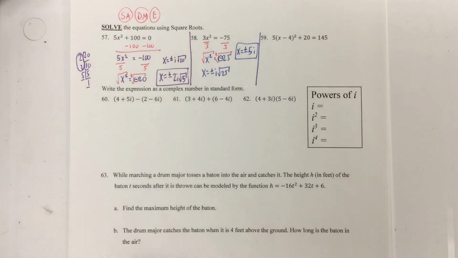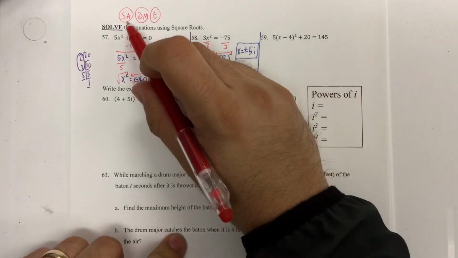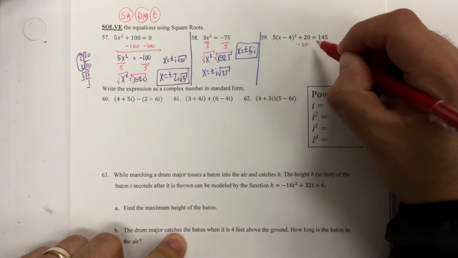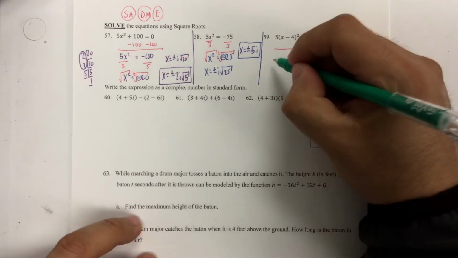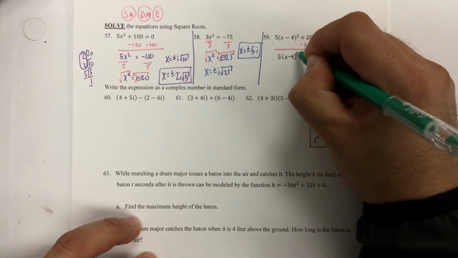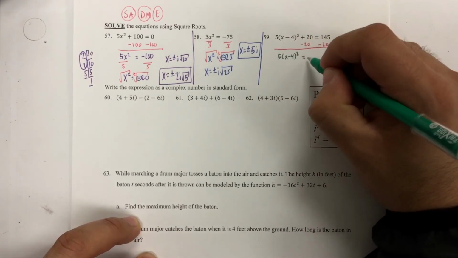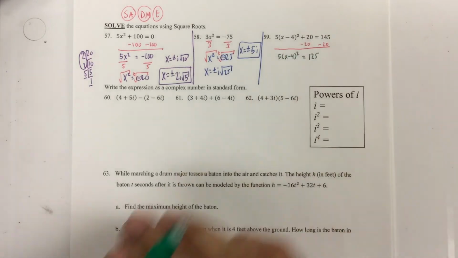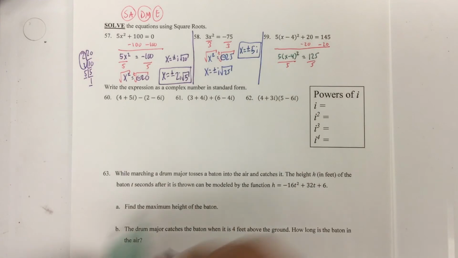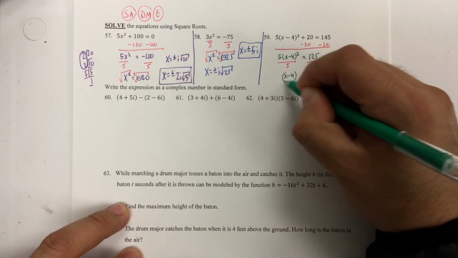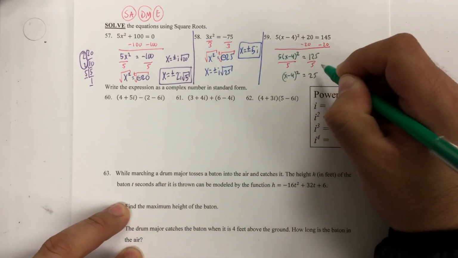And then for the last question here, let's see if I can fit it on here as well. So addition or subtraction, I'm going to subtract 20 from both sides. So I come up with 5 times (x minus 4) squared is equal to 125. We can divide both sides by 5, which gives me (x minus 4) squared is equal to 25.